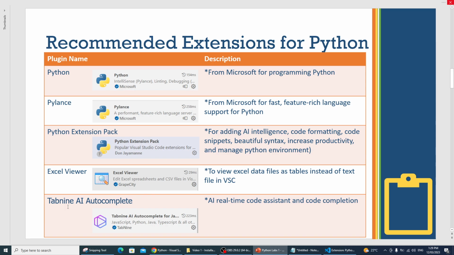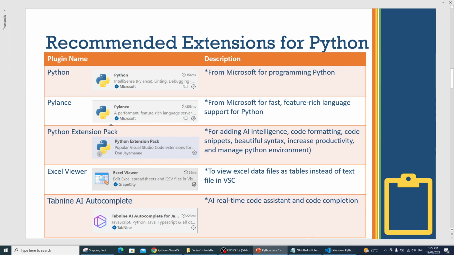And the last one is called the Tab 9 AI Autocomplete. Amazing, amazing extension. This will help you write the code. As soon as you type, it will understand what you're trying to write, and it will help you to finish writing the rest of the code. So these are the five extensions.